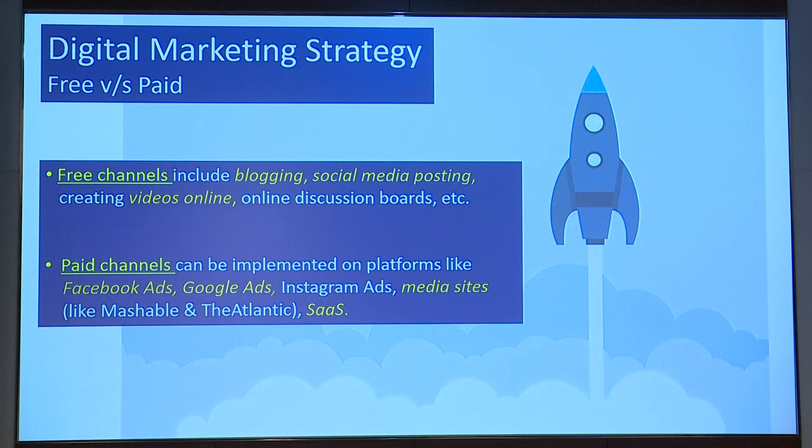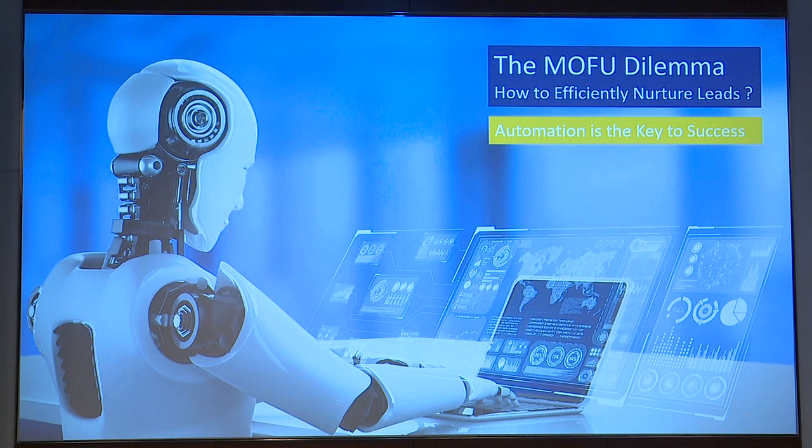So digital marketing can be either free or it can be a paid channel. The free channels include blogging, social media posts, creating videos online, and online discussion boards. And the paid channels can be implemented on platforms like Facebook ads, Google ads, Instagram ads, media sites, and software as service products. I don't think we will be discussing this because, as I told you, this was about increasing the efficiency, and we assumed that all of you knew about all these channels and all these tools of the trade.